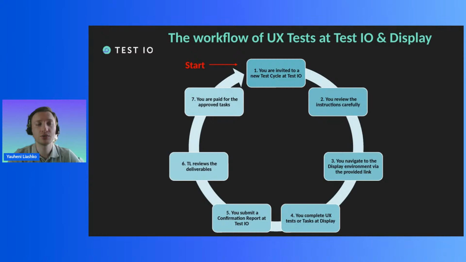We have a team leader who is responsible for a particular test cycle, who is reviewing all the reports that you submit, and checks whether everything was done or not. For example, whether your results at this display platform were saved and so on. If everything is fine, your report is eligible. The team leader will approve your report, and as a last step of this journey, you will get paid for the approved tasks. So again, this is the same as what we have for test.io. Hope this workflow is quite clear.